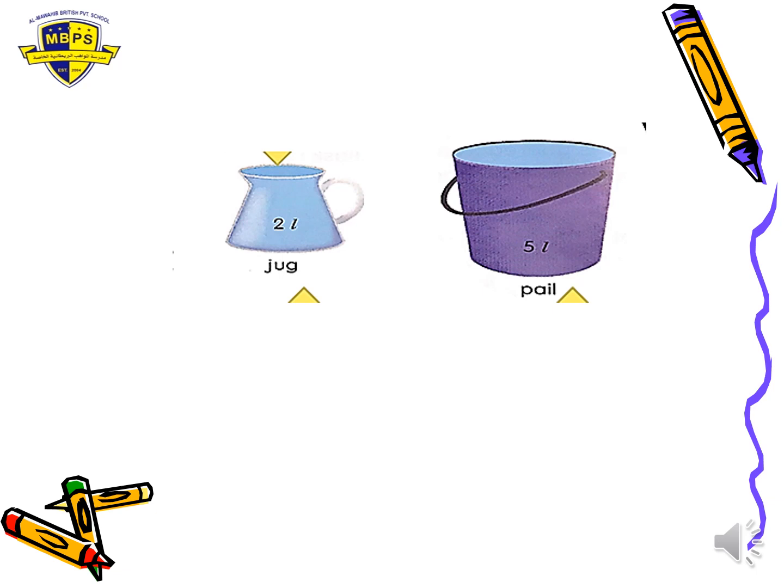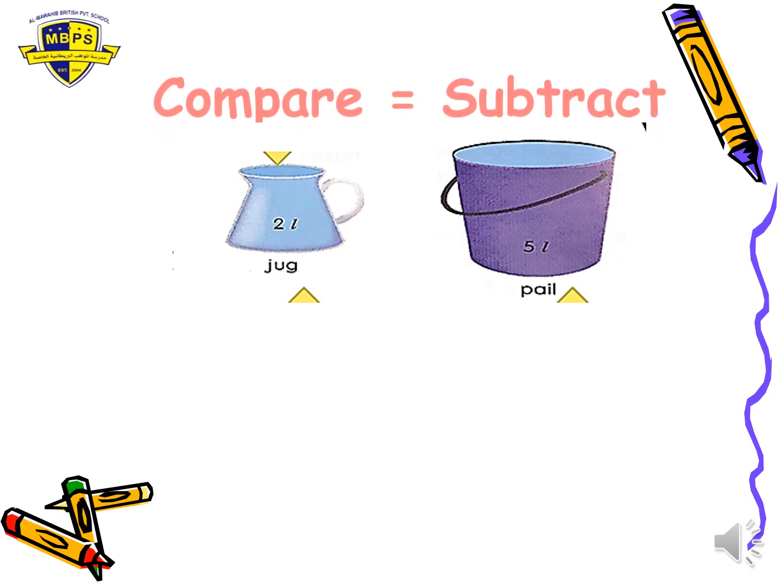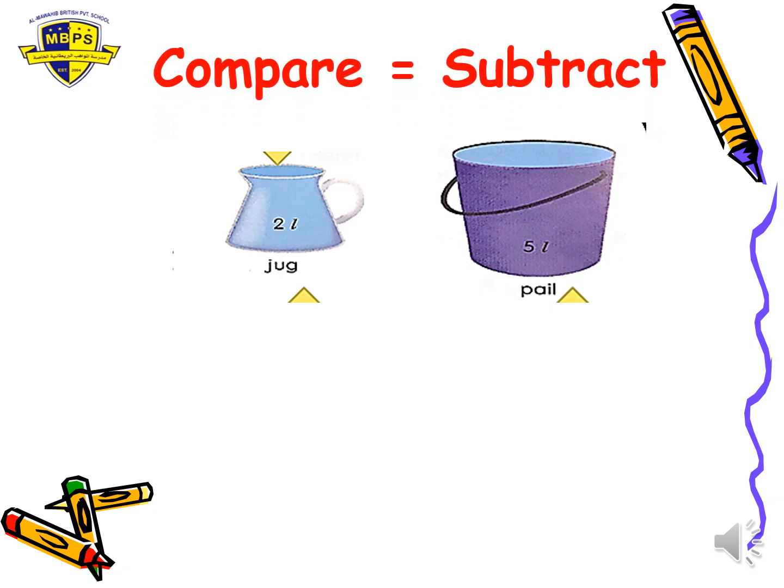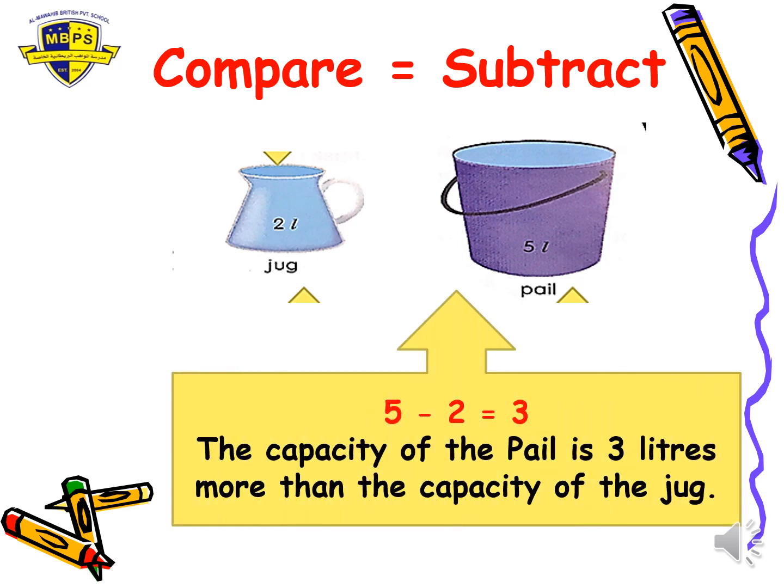Then you would think that if the teacher is asking about the difference and she is comparing between them, to compare means to subtract. So we have to find the difference between the capacity of the pail and the capacity of the jug using minus. So 5 minus 2 equals 3. So the capacity of the pail is 3 liters more than the capacity of the jug. Or I can say the capacity of the jug is 3 liters less than the capacity of the pail.